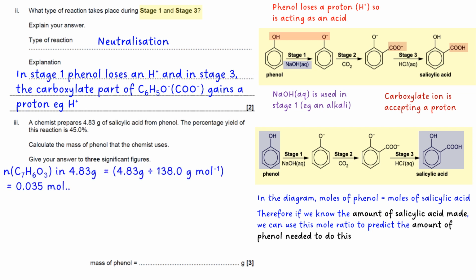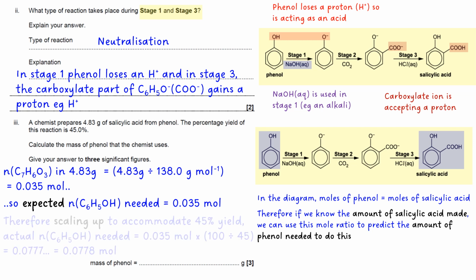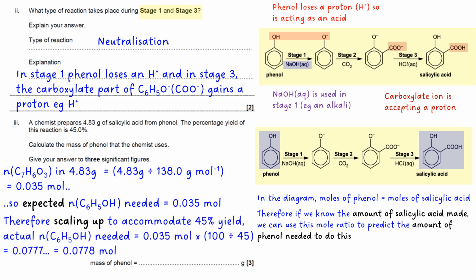So that's 0.035 moles. So the expected number of moles of phenol needed would have been 0.035. But we need to scale up because it's only a 45% yield. It would have been 0.035 if it was 100% yield. So you're going to need more than that. So you do 100 over 45 to do that scaling up. So that gives you 0.0778 moles. So you multiply that by the molar mass of phenol, which is 94 grams per mole, to get the mass we require, which is 7.31 grams.